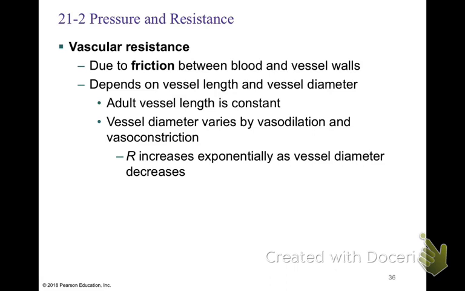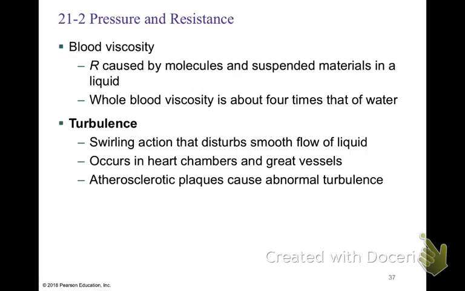So the vessel diameter you can change on short notice. That's what you're doing when you vasodilate or vasoconstrict. And there's a formula that I'm not going to ask you to memorize for calculating resistance. But basically, it is an exponential change. As vessel diameter decreases, resistance goes up exponentially. As vessel diameter increases, as it dilates more, resistance drops exponentially. So you have a lot of control of resistance simply by vasoconstricting and vasodilating.